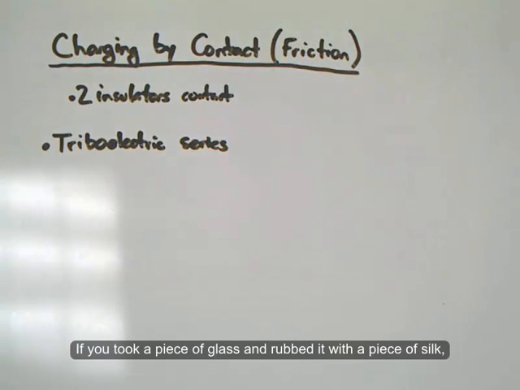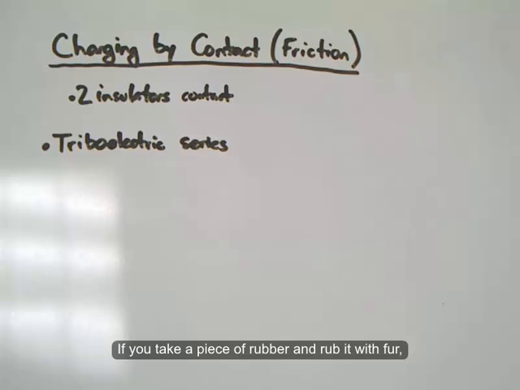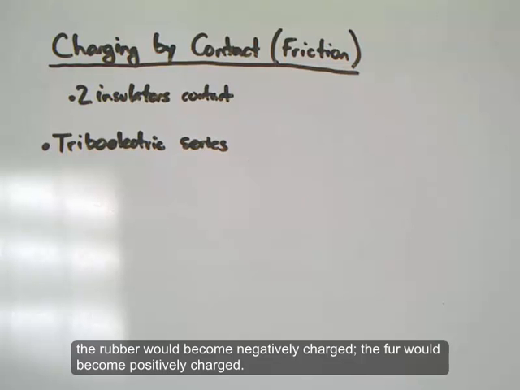For example, if you took a piece of glass and rubbed it with a piece of silk, the glass becomes positively charged and the silk becomes negatively charged. If you rubbed a piece of rubber with, let's say, fur, the rubber would become negatively charged and the fur would become positively charged.